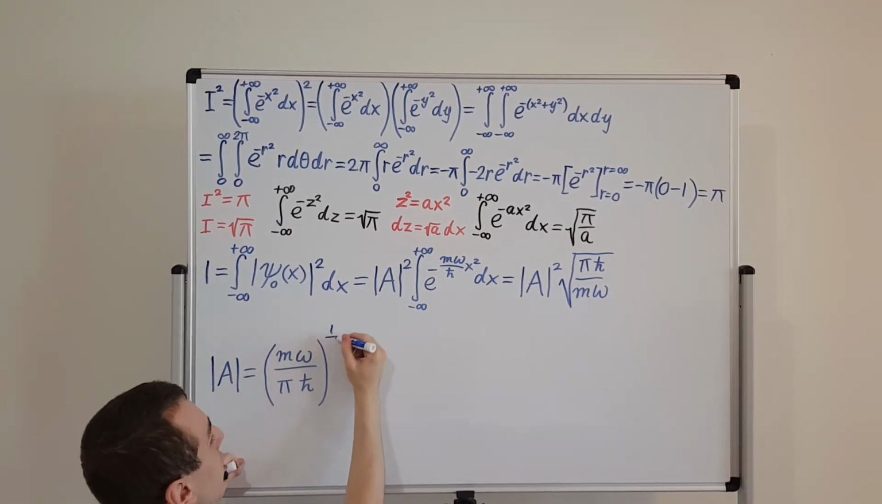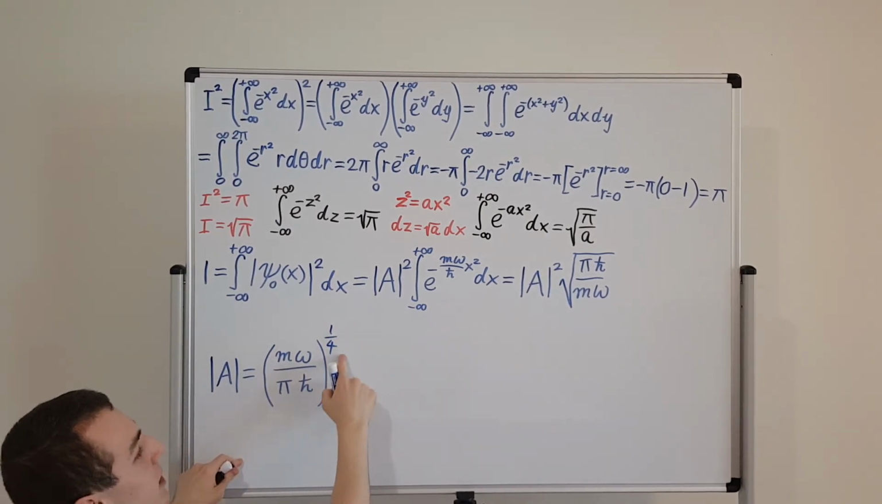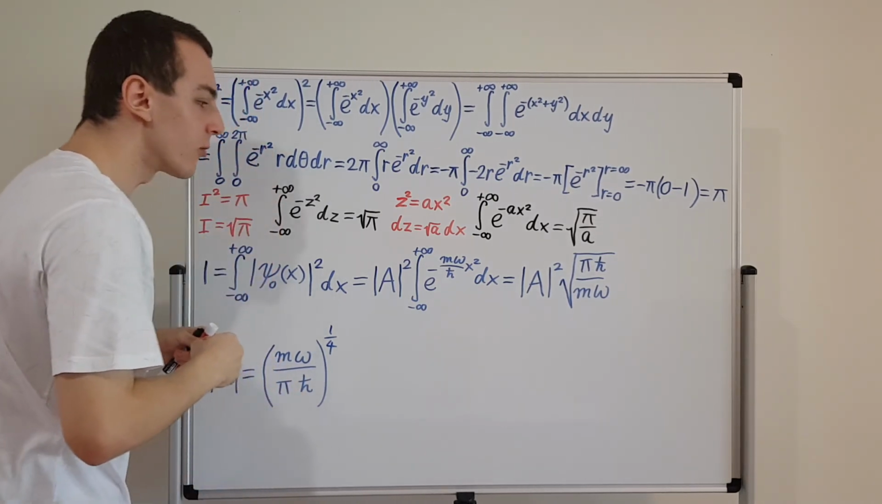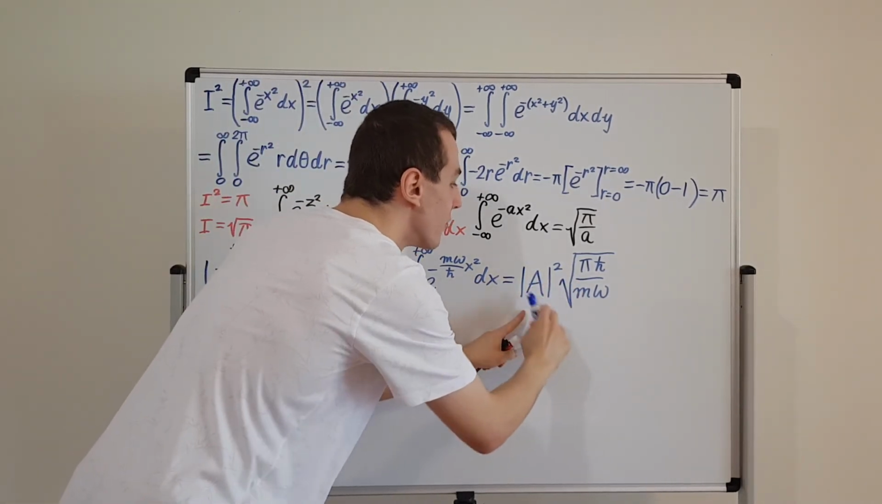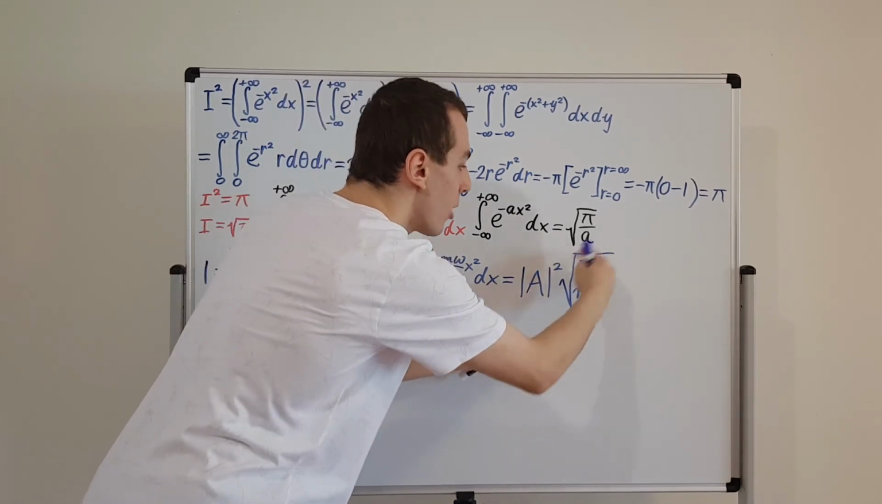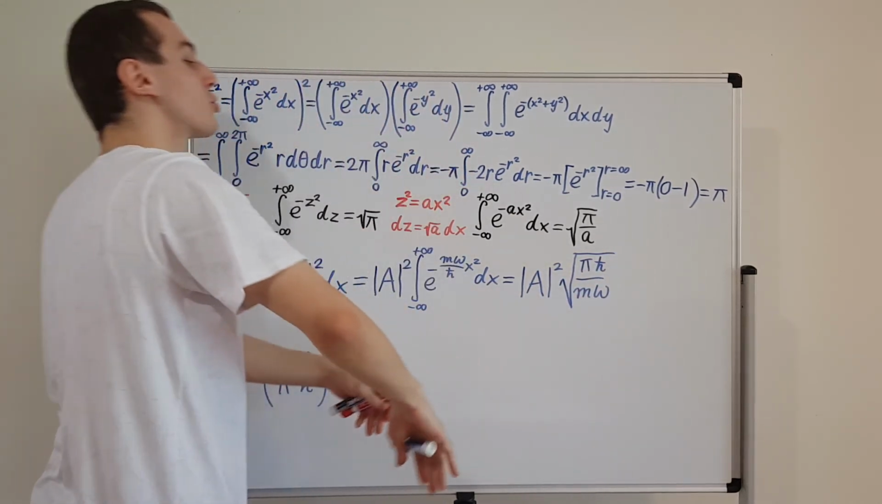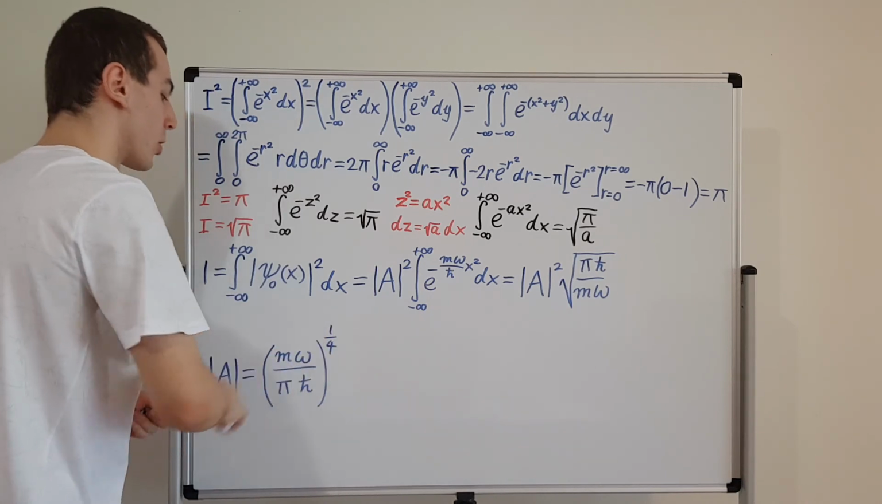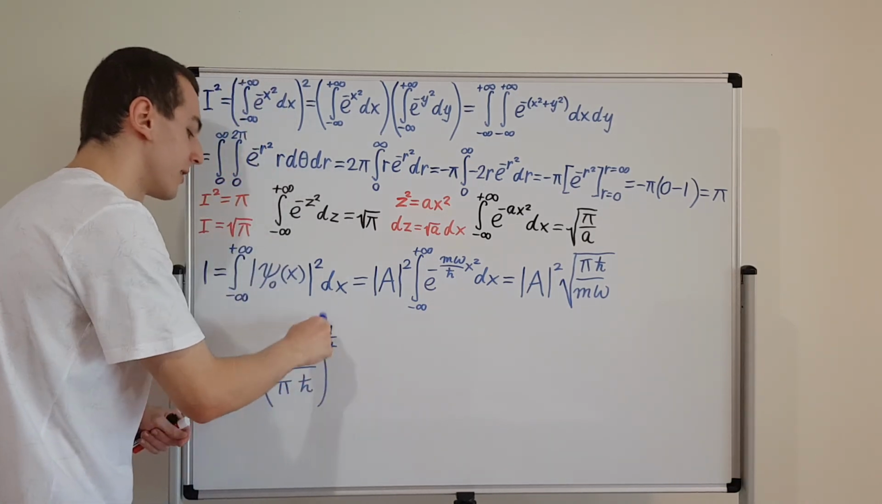That's going to be 1 over 4. That's the power over here, that's the exponent. And where does that 1 over 4 come from? Well, it's because we have a squared over here. A square root is the same as the power of 1/2. And if we square root that again, that's going to give us 1/4. That's a half times a half in the exponent.